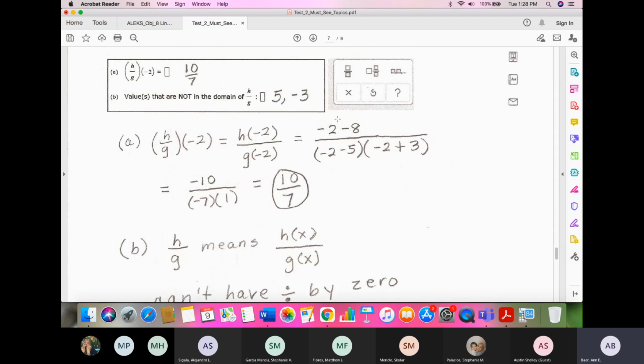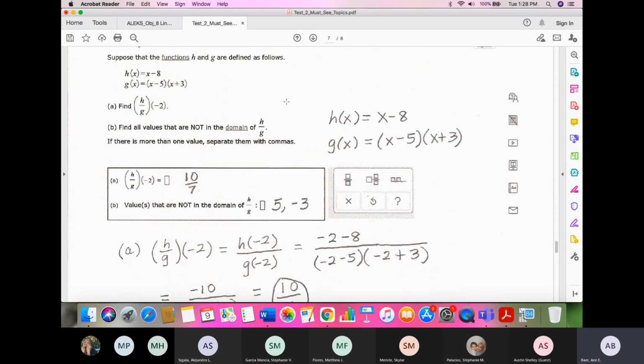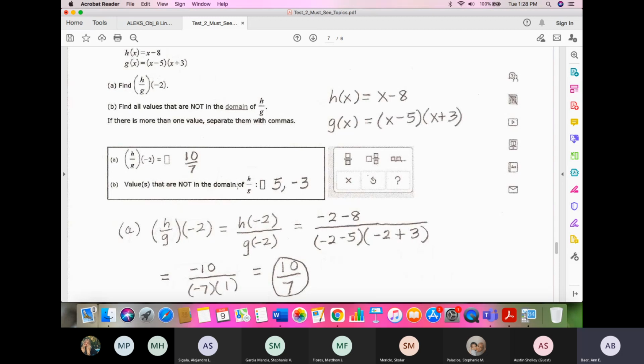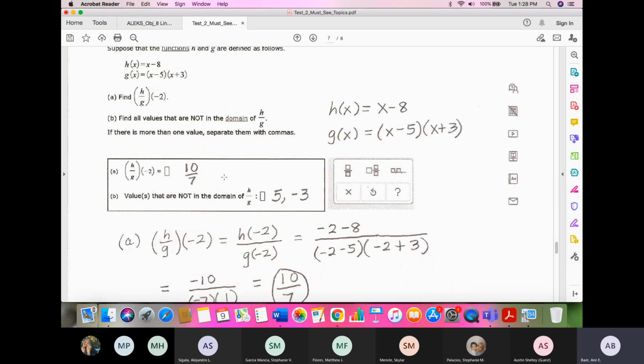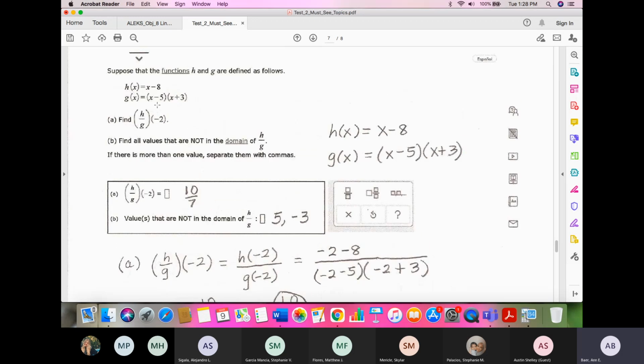And we should be able to check those. So here's our g function up here. If we check this 5, for example, in the g function, our entire denominator is the g function. So if we check this 5 up here in the entire g function, we get this x here is 5.